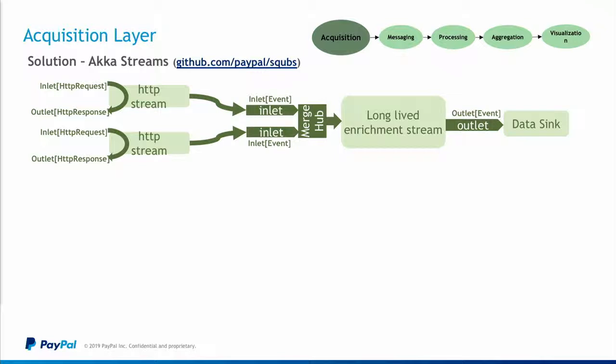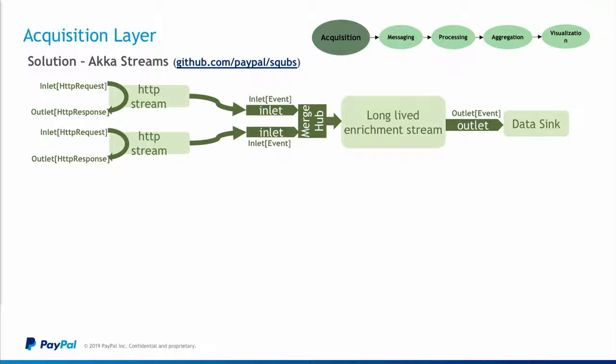So here is how the architecture looks, or how Akka Streams works. We have HTTP requests coming in. Each request that comes in creates its own HTTP stream. We validate just the request and return the response. At the same time, the event is materialized and sent to a long-lived enrichment stream. This enrichment stream is the one that takes care of the geo enrichment, device detection, bot detection, intent, customer segment addition, and all of that, and it writes to a data sink as well.